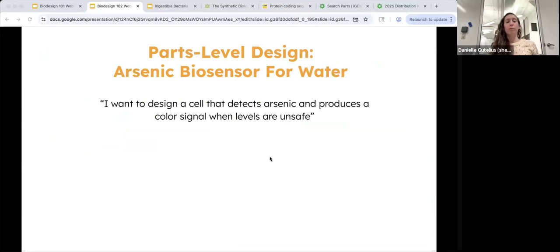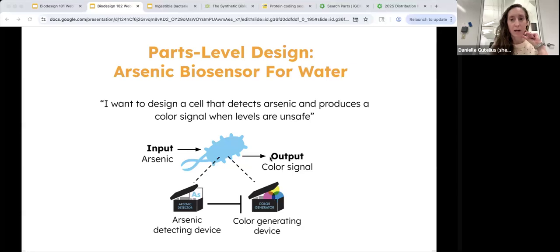Okay, so now that we have a little bit of experience with genetic circuits, let's do this for our arsenic biosensor for water. We're going to practice with this system. In working through this example, we're also going to take that next step and talk about how to actually find the specific parts that you will need for your circuits, so not just saying a coding sequence for color. We're going to talk about how to find that. All right, so here's our system again. Our input is arsenic.